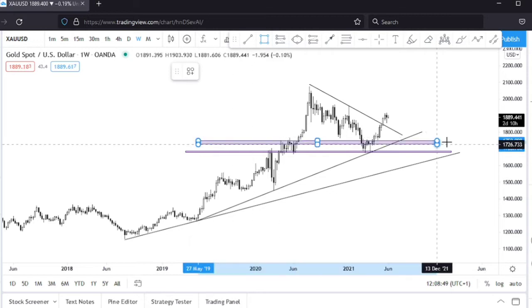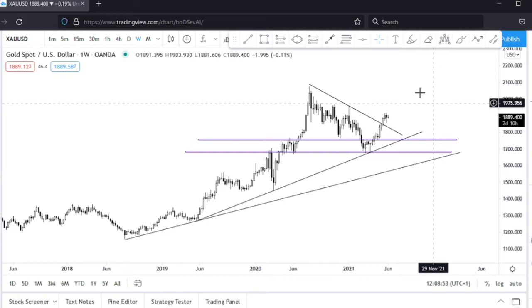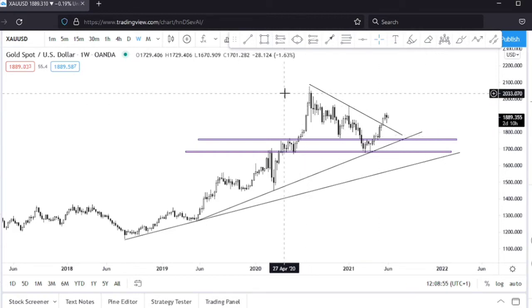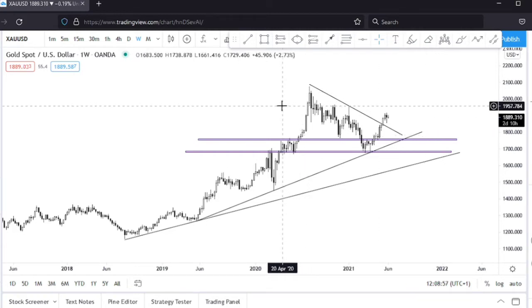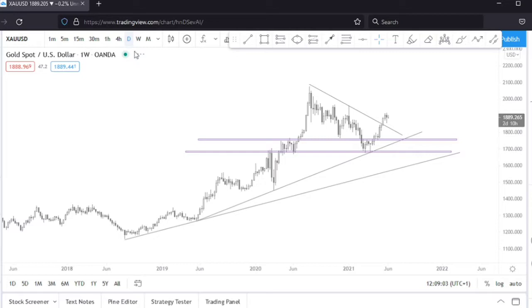So I like to draw my zones on every time frame that I trade. The purple lines will represent the weekly time frame, the weekly zones. There's also another area here that I will draw on the daily time frame.